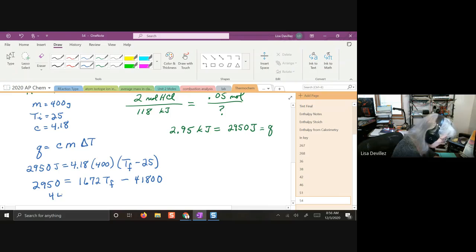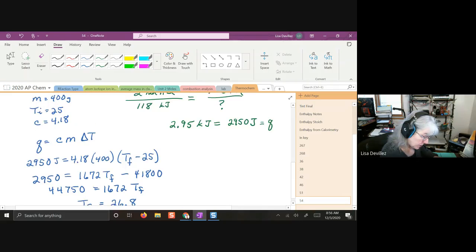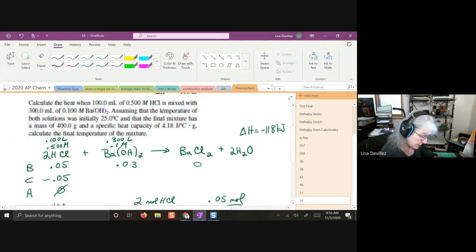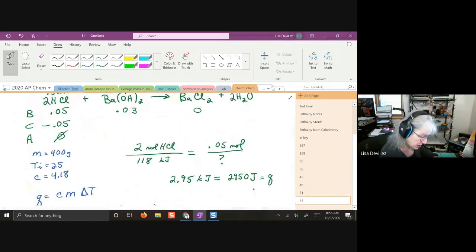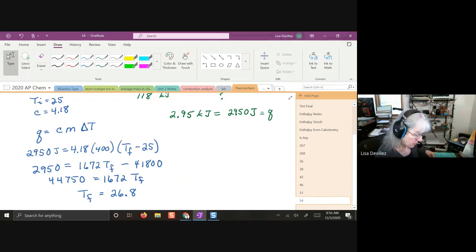Okay, and then that plus 2950 equals 1672 T final, and then divide by that. So I'm getting a T final of 26.8. Okay, which makes sense because the delta H was negative, so that's heat that's being generated. So we would expect the temperature of the water to go up.